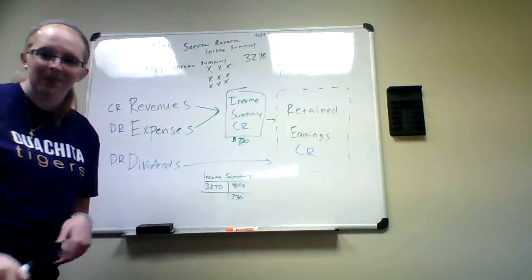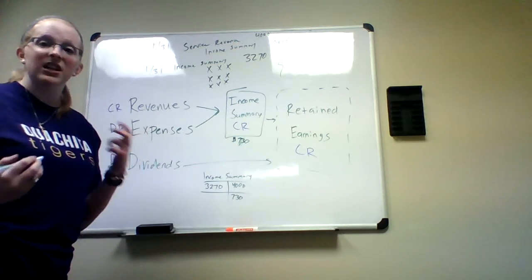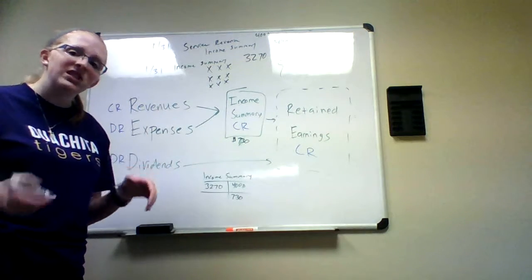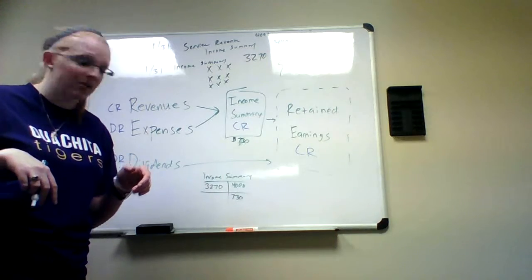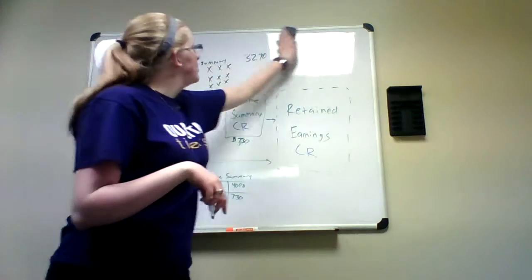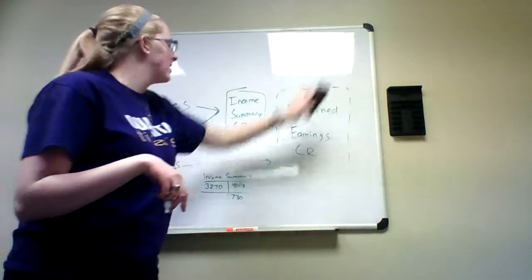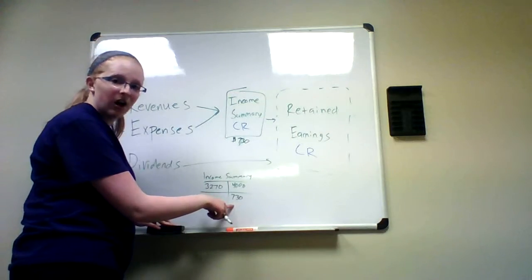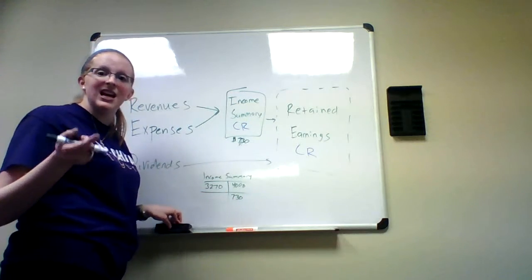$730 in income summary, okay? So now what you get to do is close out the income summary account. What I mean by that is you take the balance that you have in income summary, which we know is $730, and put that into retained earnings.